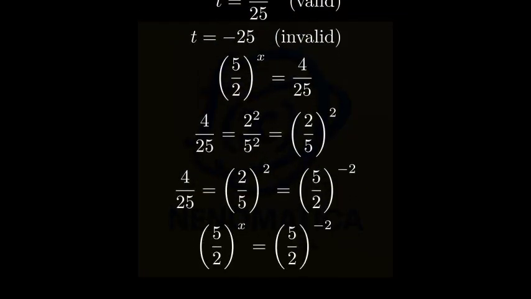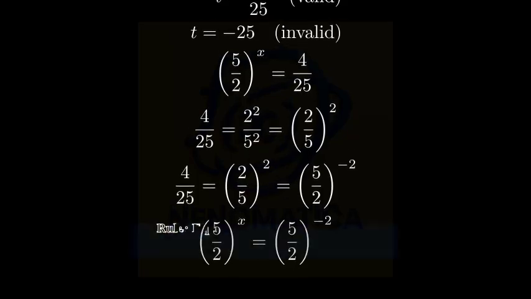So we have 5 over 2 to the power of x equals 5 over 2 to the power of negative 2. When we have the same base raised to different powers, and those expressions are equal, then the exponents must be equal. So we have x equals negative 2. Let's verify this is correct by substituting back into our original equation. And indeed, when we substitute x equals negative 2 into our original equation, both sides are equal. Therefore, our equation has exactly one integer solution, x equals negative 2.